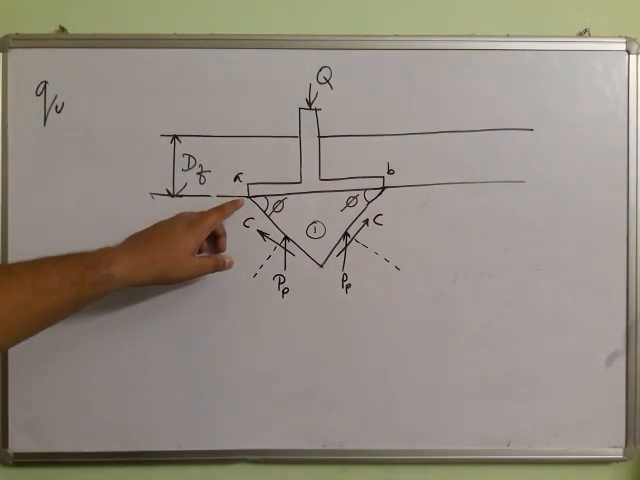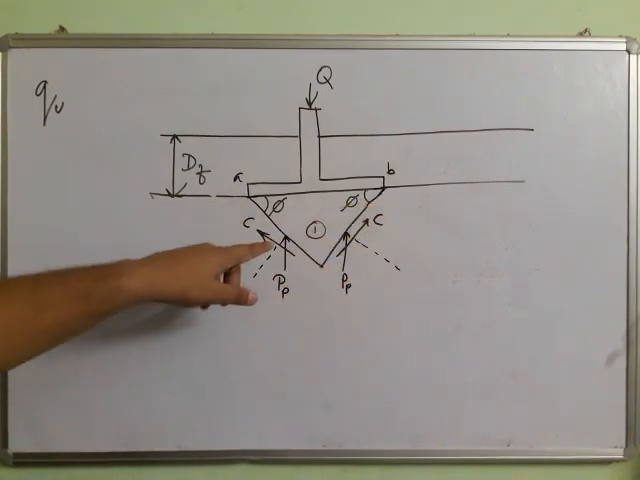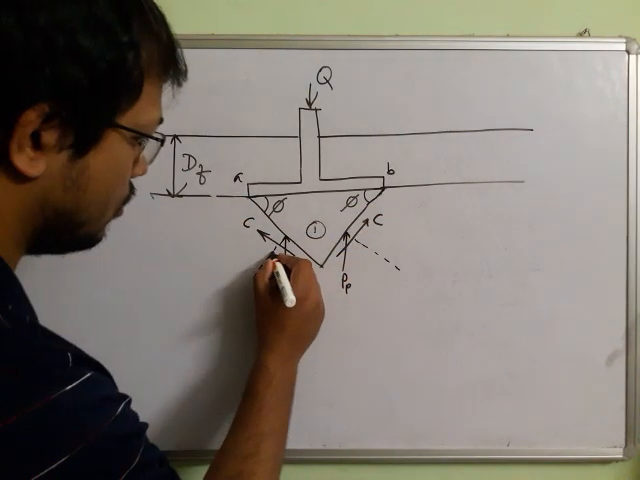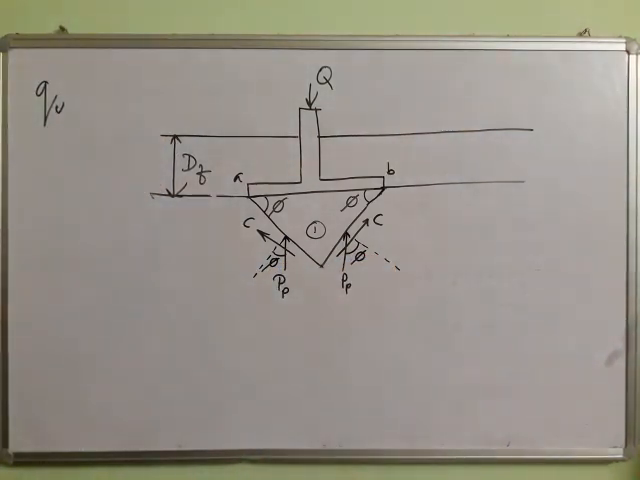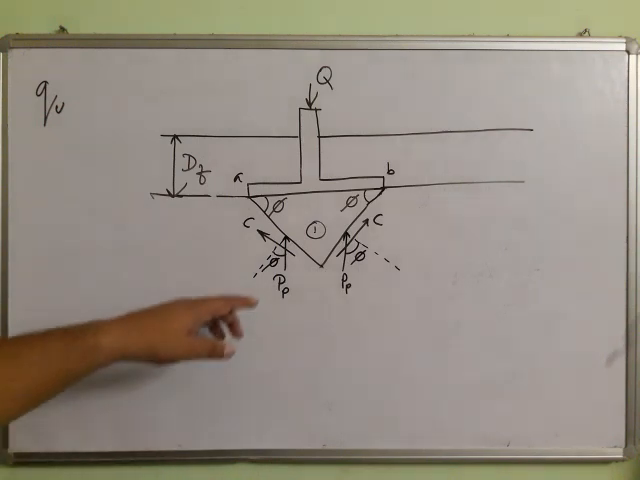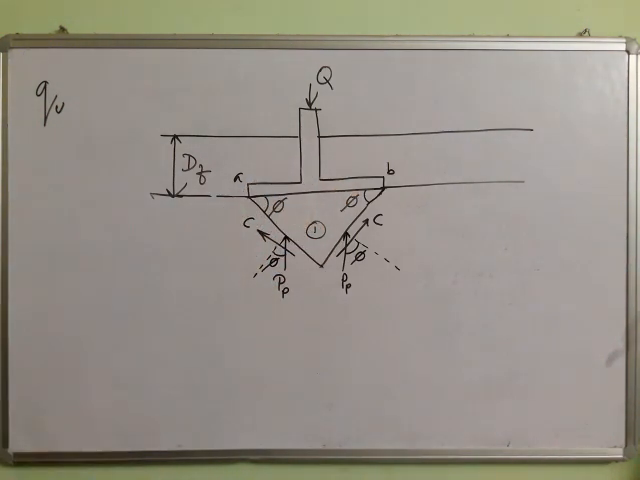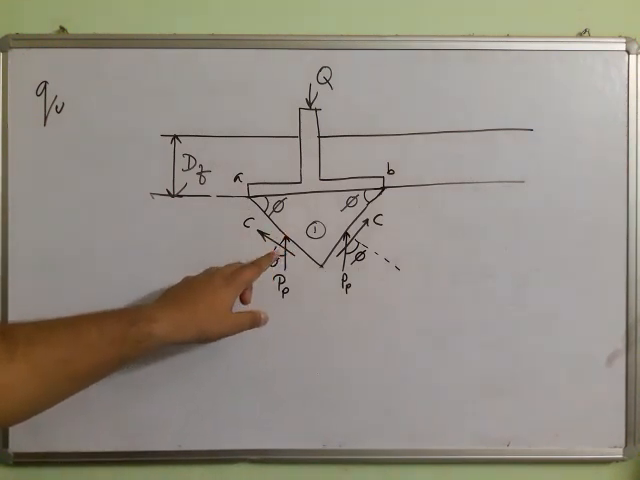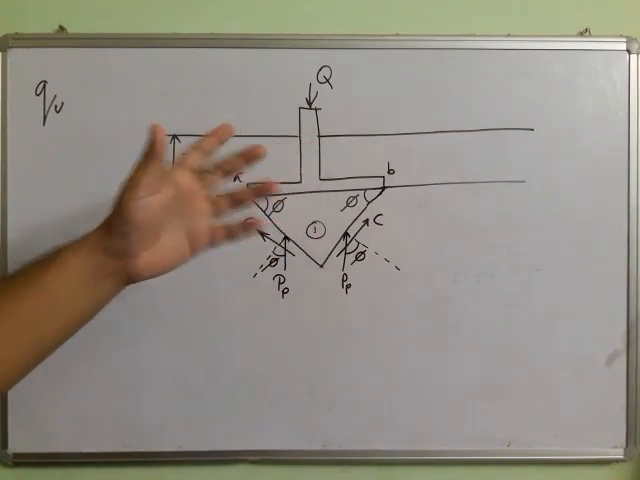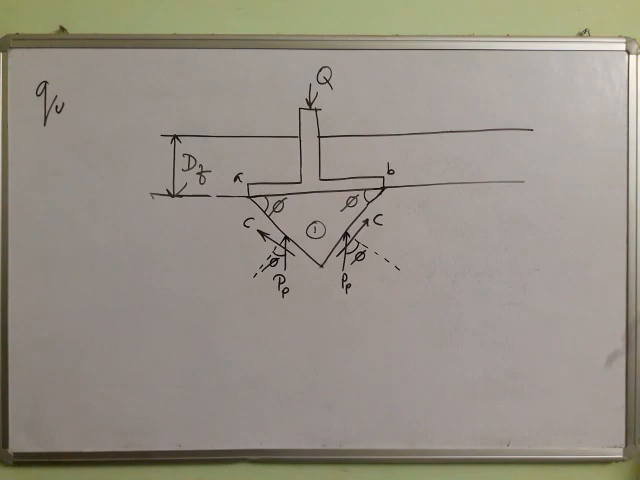Now if we consider a normal to this plane, this angle will be the angle of internal friction, because the soil here and the soil here are the same. So the angle of internal friction here will also be the same as the angle of internal friction there. Soil is the same. Now, what is the angle of internal friction? Generally it is the angle between the resultant and the normal.